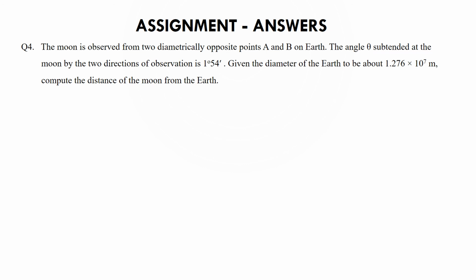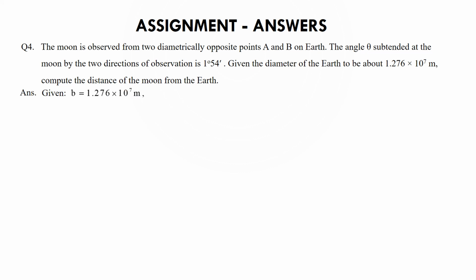Question number 4. The moon is observed from two different diametrically opposite points A and B on Earth. The angle subtended at the moon by the two different directions is measured to be 1 degree 54 arc minutes. Diameter of Earth is given. Compute the distance of the moon from Earth.